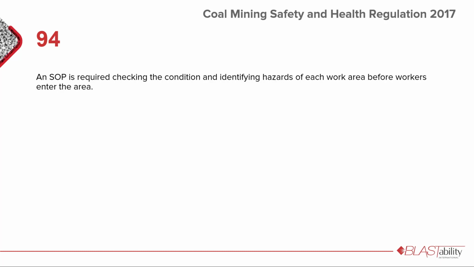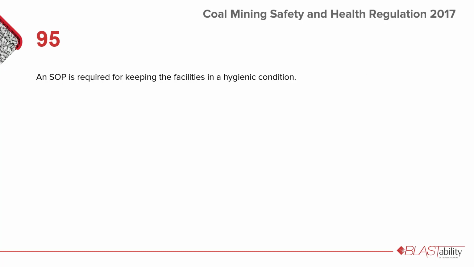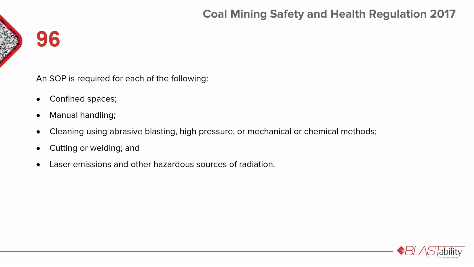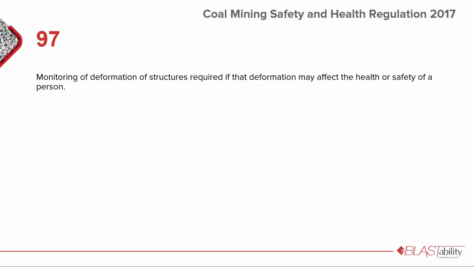94. An SOP is required for checking the condition and identifying hazards of each work area before workers enter the area. 95. An SOP is required for keeping the facilities in a hygienic condition. 96. An SOP is required for each of the following: confined spaces, manual handling, cleaning using abrasive blasting, high pressure or mechanical or chemical methods, cutting or welding, and laser emissions and other hazardous sources of radiation.